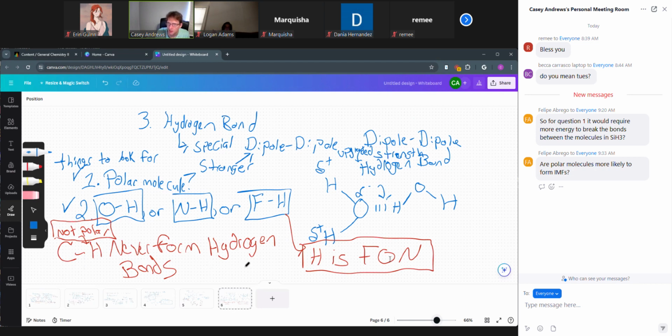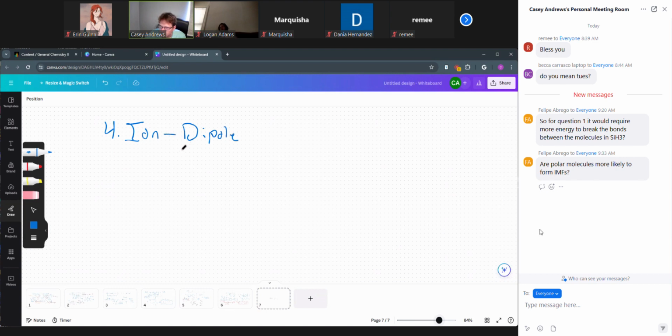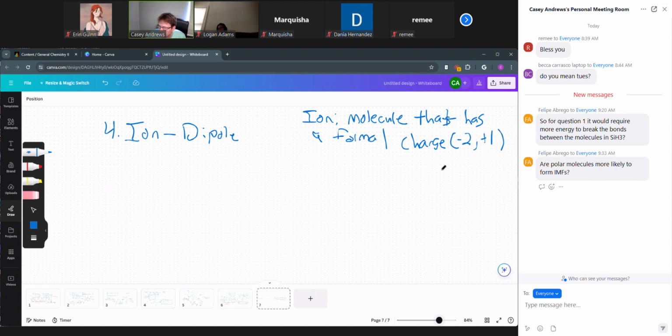Right. Let's move on to our next strongest interaction. Our next strongest interaction is called the ion dipole. And so we need to talk about ion for a second. Again, this is a term back from General Chemistry 1. An ion is a molecule that has a formal charge. So it has a charge of like -2 or +1, right?